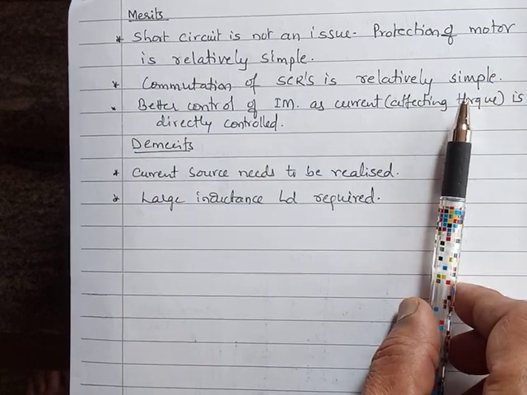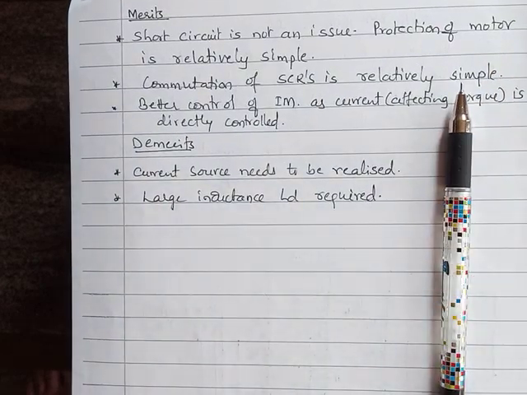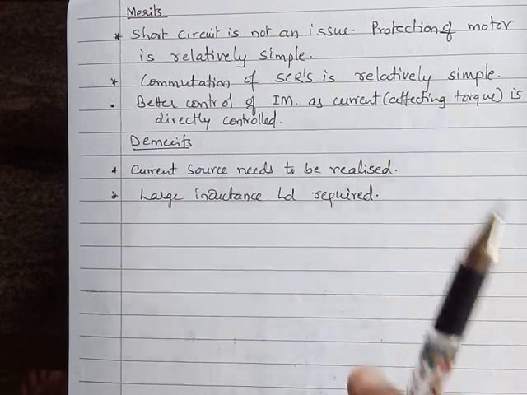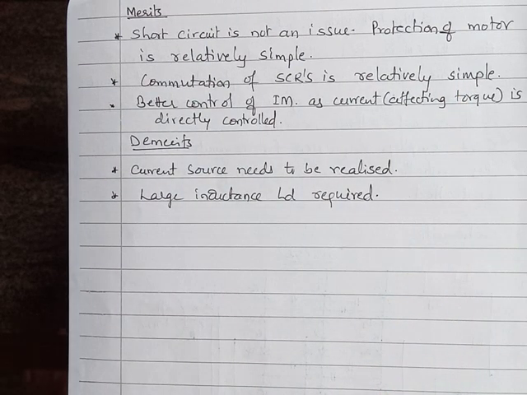And commutation of SCRs is relatively simple. In circuits involving SCRs, commutation is a problem; it is to be done with a lot of care and poses a challenge. In the case of the current source inverter, commutation is relatively simple with the configuration shown there, because we use capacitors. As I told earlier, it's almost like complementary commutation: triggering the next SCR in the sequence will automatically commutate the present SCR.